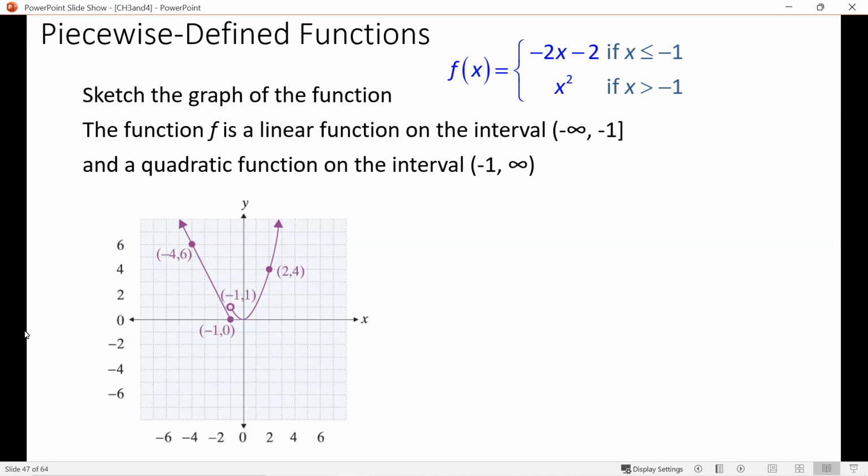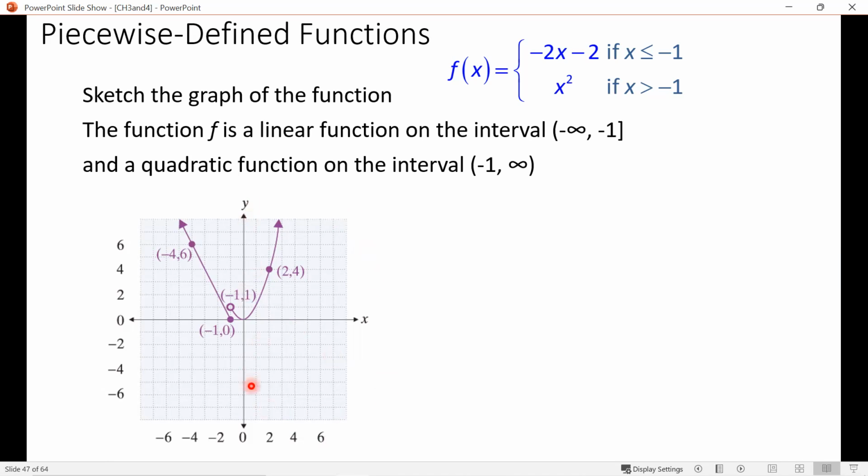So from -infinity up to x is -1, in this domain here, we are at that linear function. And then as soon as we switch over from less than or equal to -1 at this line, we switch to our quadratic, and everything on this side of the line, x equals -1, we are in our quadratic.